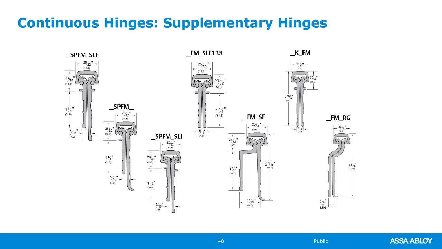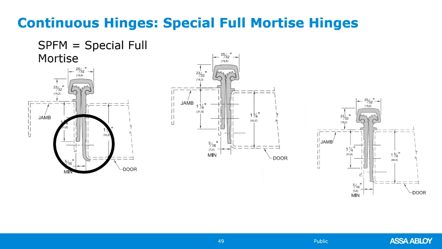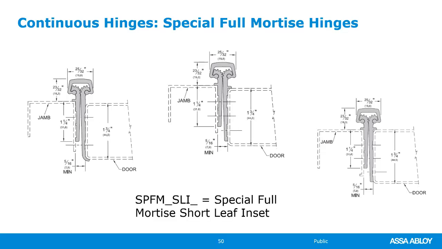Okay, we're going to take a look at some supplementary hinges here. You see the SP in front of it. This is when you have a variety of situations. Here we go with the supplementary hinge, where the door is inset. You also want the wraparound at the bottom of the door, the full mortise short leaf inset. These are designed for door applications where the hinge leaf may interfere with the weather strip, thermal break, or applied stop of the frame. When dealing with all these above, the same situations applying to full mortise hinges concerning doors with inset requirements also apply to special full mortise hinges.